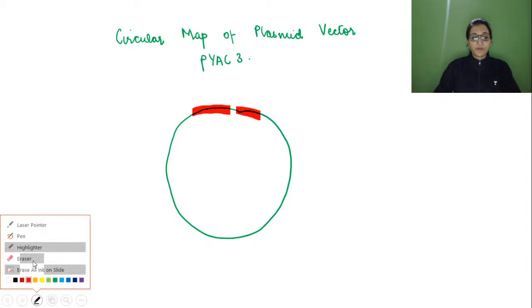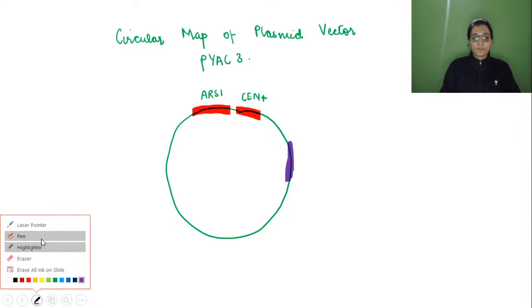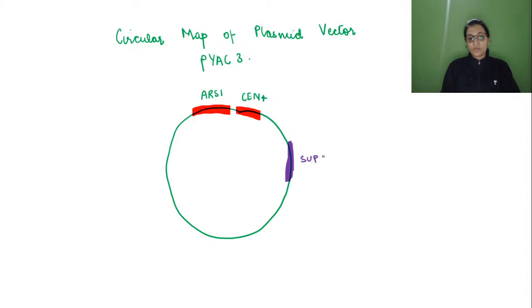So it will be like this. This is the ARS1 and centromere 4. Then this is SUP4-o. Then there is the sequence URA3. Then there is this telomere here and here.